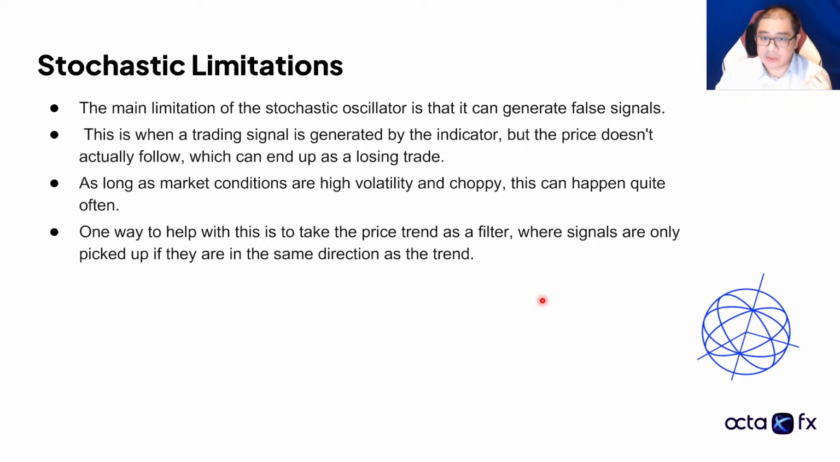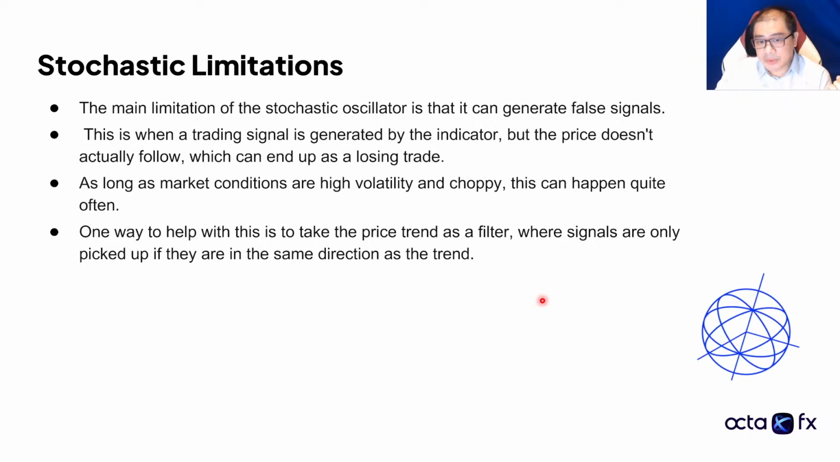This is when a trading signal is generated by the indicator, but the price doesn't actually follow, which can end up as a losing trade. As long as market conditions are in a high volatility state and choppy, this will happen quite often, and that's kind of where the problem is, because stochastic is used in a range bound choppy market condition.